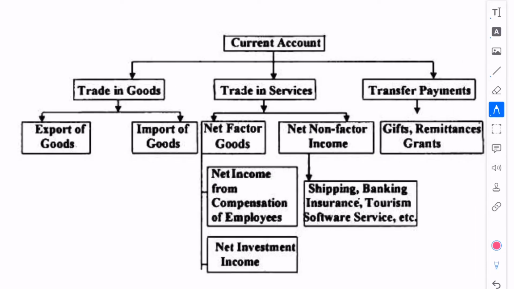So here you can see a chart here. Trade in goods, trade in services and transfer payments. Trade in goods has export of goods, import of goods.